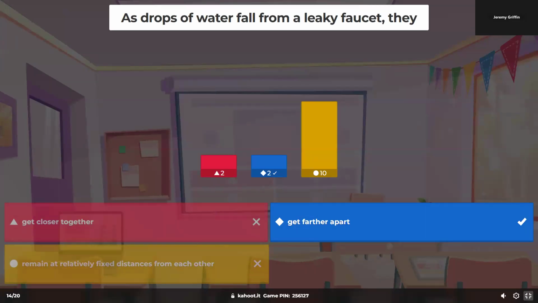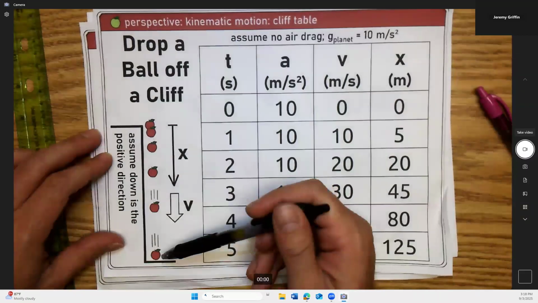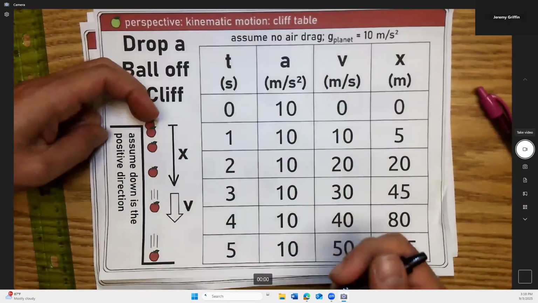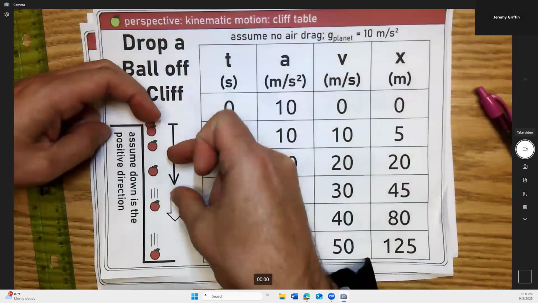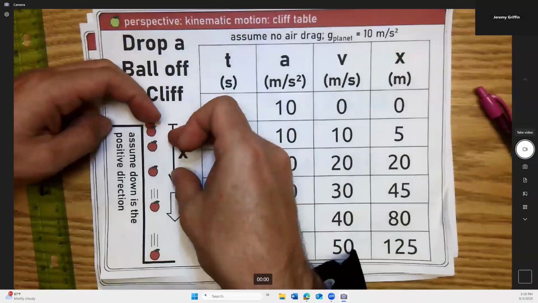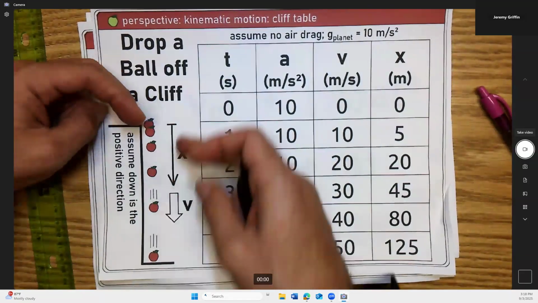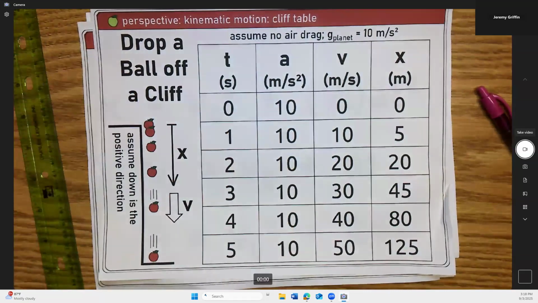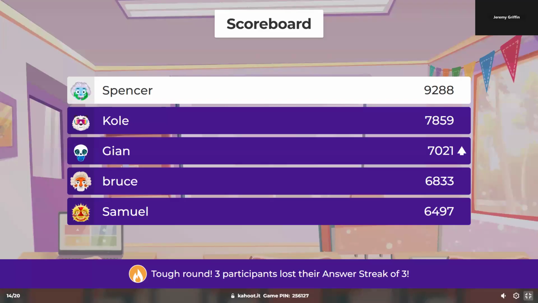A couple of you got that. Let me show you a picture. You see this ball falling off the edge of the cliff? What if this was a leaky faucet? You see these drops of water spreading out? Because every second that passes, they're traveling faster. So yes, they spread out further apart. That's what the question was trying to get at. Get further apart.